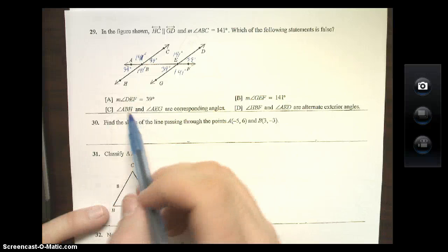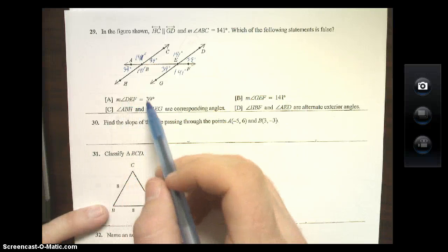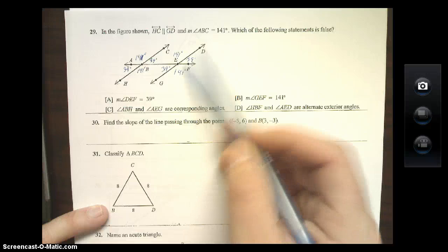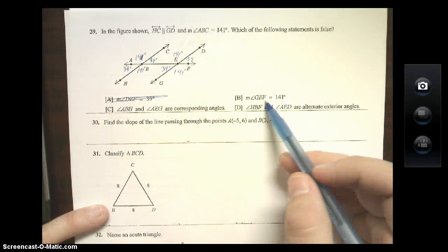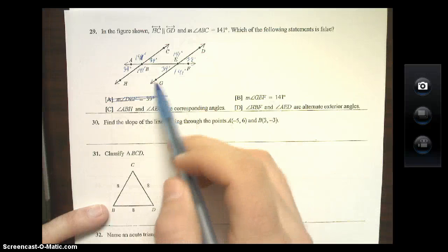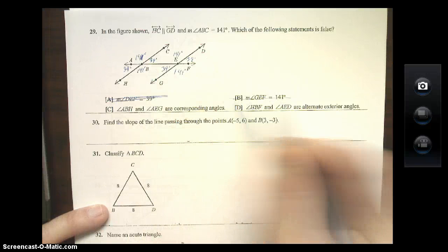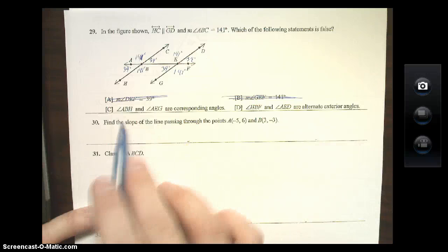We're looking at our answers. The measure of angle DEF is 39 degrees. DEF, that works. Okay, so that's true. We don't want that one. But the measure of angle GEF is 141. GEF, 141. Again, true. All right.